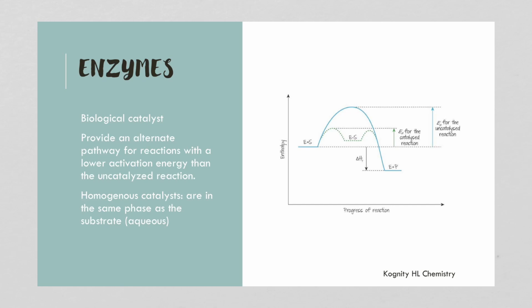So enzymes. Enzymes, if you remember from biology, are biological catalysts. And if we remember what catalysts provide, it's an alternate pathway that has a lower activation energy than the uncatalyzed reaction. One common misconception is that we say it lowers the activation energy of a reaction. No, it provides another pathway for the reaction that will have a lower activation energy. So they're known as homogeneous catalysts. They're in the same phase as the substrate, so these reactions will happen in aqueous solution.